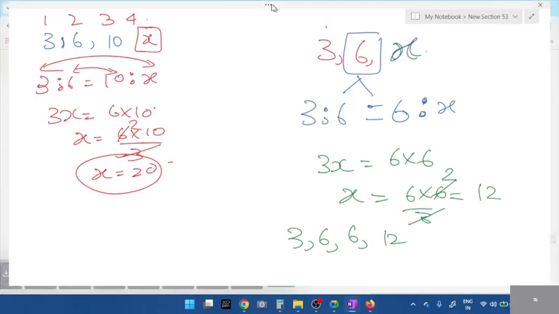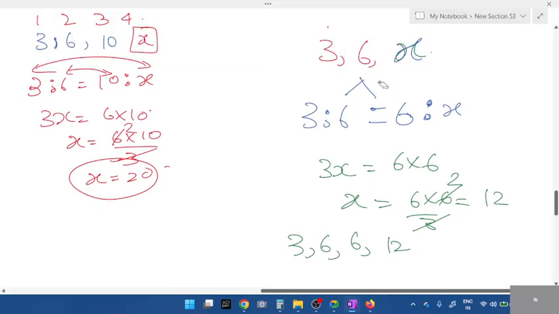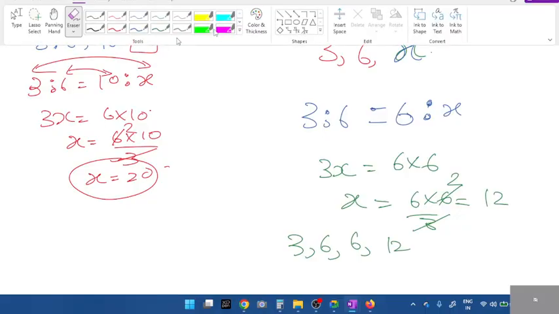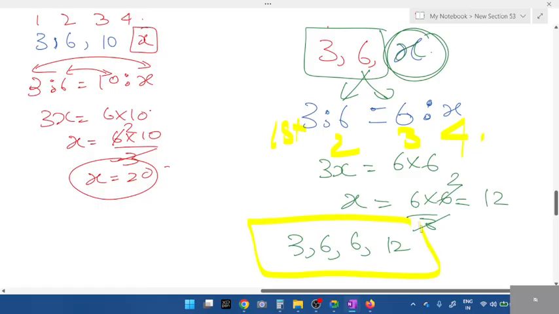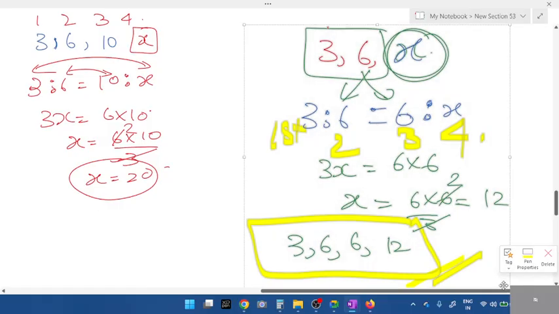Sorry, fourth proportion, students. They'll give you two values, and tell you to find the fourth term. So only 3 and 6 will be given. Take it as x. Split the middle into two parts. Okay, so this becomes first term, second term, third term, fourth term. And this is the required value. 3 comma 6 comma 6 comma 12. Okay, this is the fourth term.